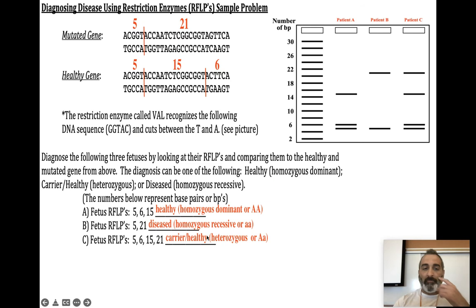Okay? Patient B has a 5 and a 21. There's their 5, and there's their 21 right there. Patient C has a 5, 6, 15, and a 21. There's their 5, there's their 6, there's their 15, and there's their 21. So this is how you would actually visually see the pieces of DNA and how big the pieces are. So the example I showed you, we cut, we count, we compare, but in reality, we're going to be comparing to something like this. All right, that should end our lecture number 1.